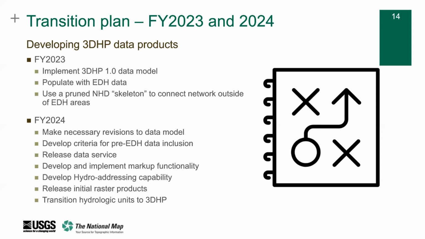And I skipped over one bullet there, and that's develop criteria for pre-EDH data inclusion. We know there are a lot of states and partners out there that have been doing good updates of hydrography for a number of years based on very, very high resolution imagery data, or perhaps based on LiDAR that just isn't 3DEP LiDAR. And we want to be conscious of that and develop some criteria for bringing in those improved data sets as perhaps a provisional data set until we get data derived from the LiDAR, or really just as a matter of filling out the map with some of those good data.